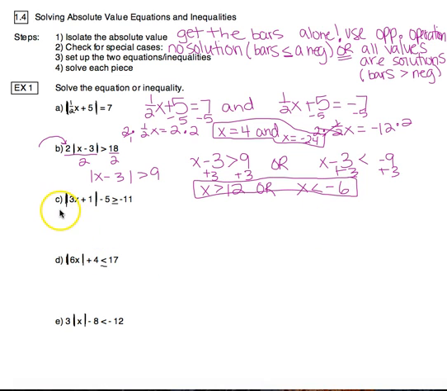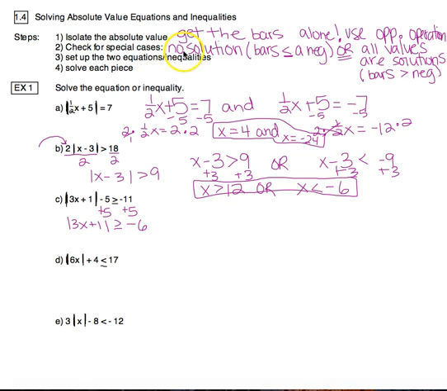All right, C, step 1, isolate. So what's on the same side as these bars? This minus 5 is. So I undo subtraction with addition, add 5 to both sides. That gives me absolute value of 3x plus 1 is greater than or equal to negative 6.